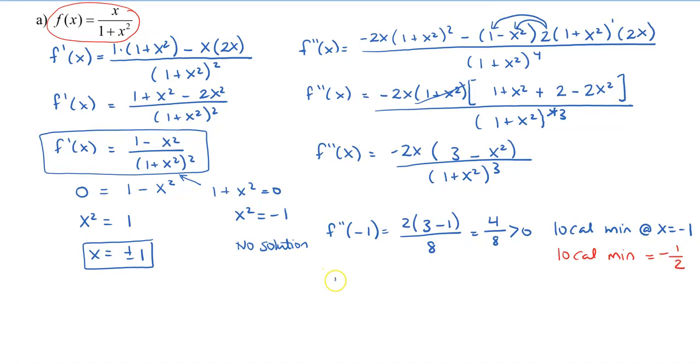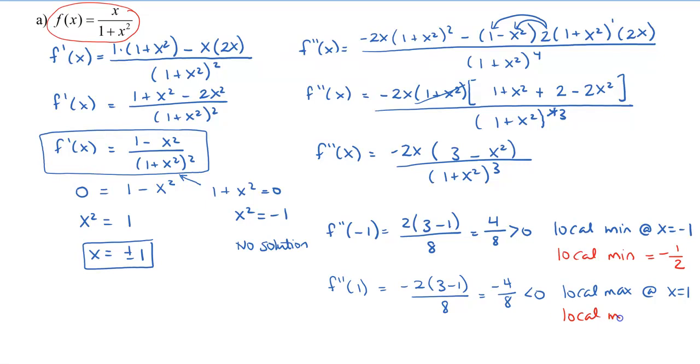All right, so now let's plug in 1. And I get negative 4/8, which is less than 0. So that means that I get a local max at x equals 1. And that local max value is equal to a half.